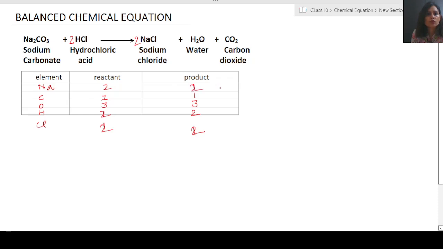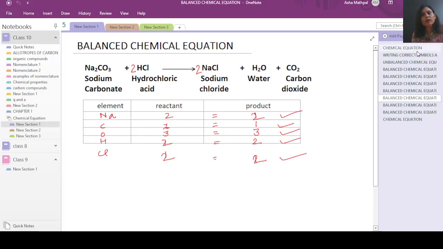Now see, Na is 2, check, in reactant and product, it is equal. In C also it is equal. In O also 3 and 3 on both sides, it is equal. In H also it is equal on both sides, and Cl also on both sides. So you simply have to keep track of the reactant and the product side. If you keep doing more and more practice, you can straight away balance an equation. There is no need to do any kind of rough work. Just keep pencil and rubber handy with you and you can try it out.